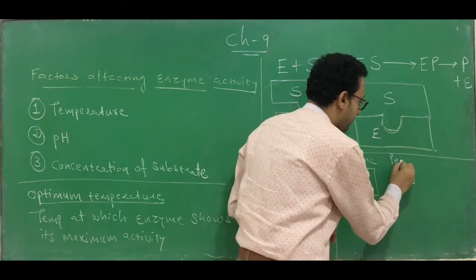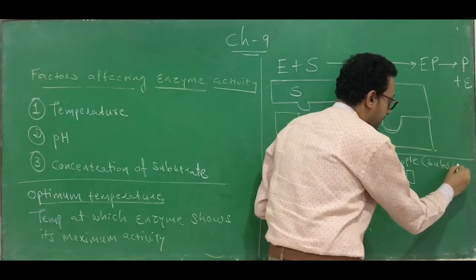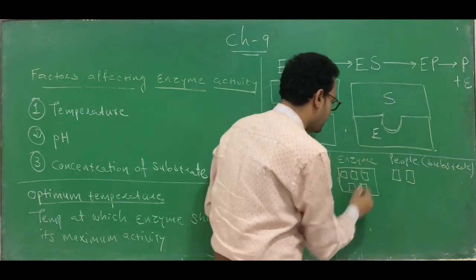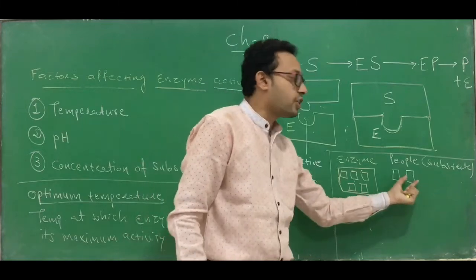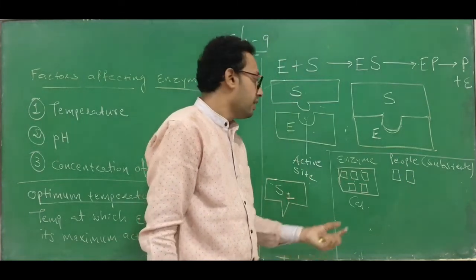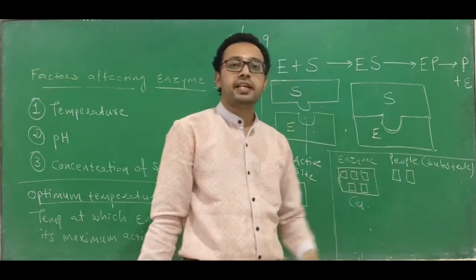Okay, they are the people. You call them the substrate. This is just an example for easy understanding. Assume that this is a car. Now it is a 5-seated car and there are 2 people present. Here we are comparing the car to an enzyme and the people to a substrate.